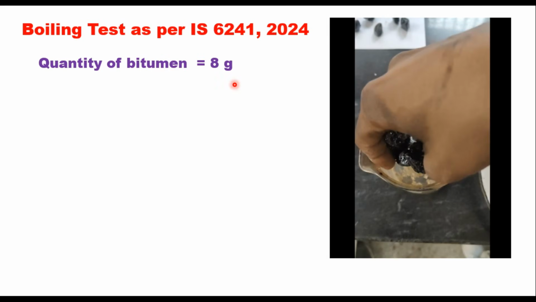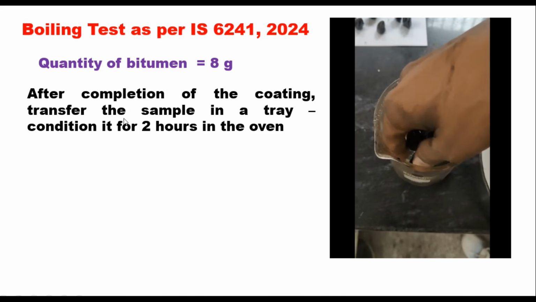So add 8 grams of hot bitumen, mix it properly so that aggregates are coated, and after completion of the coating, transfer the sample in a tray with preferably a silicone sheet that can prevent sticking of bitumen, and put it in an oven for 2 hours at 135 degrees centigrade. That is the conditioning of the specimen.